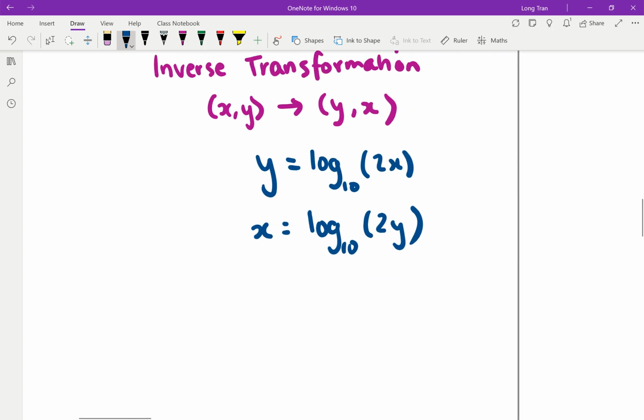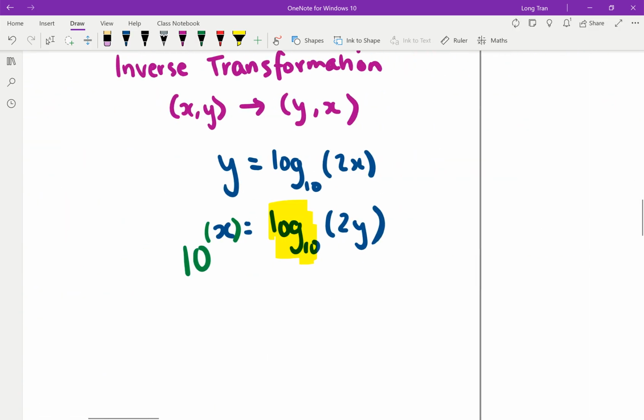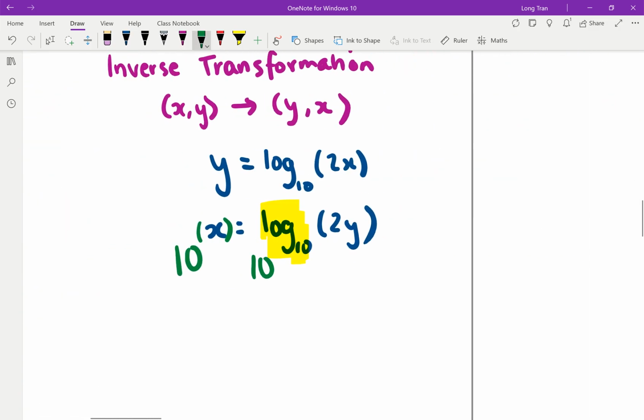Okay, and then here, same thing as before, we are trying to get rid of the log base 10 operation, and we know the inverse of log 10 is the exponential base 10. So that's what I'm going to do here. I'm going to do 10 to the power of the left-hand side and 10 to the power of the right-hand side.